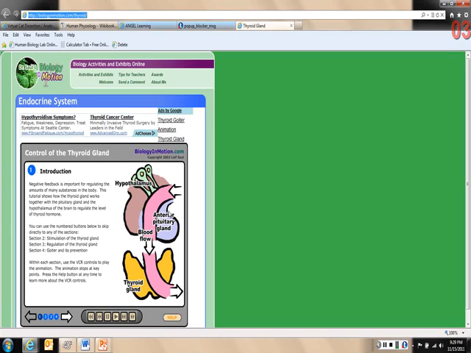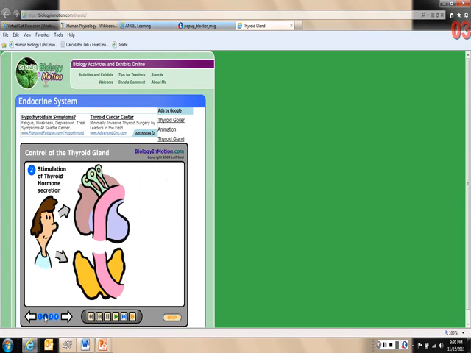So here it's going to show the negative feedback that is important for regulating the amounts of substances in the body. This tutorial shows how the thyroid gland works together with the pituitary gland and the hypothalamus of the brain to regulate the level of thyroid hormone. You will also have access to this tutorial afterwards. So it begins with stimulation of the thyroid hormone secretion. TRH is secreted by the hypothalamus. This stimulates TSH secretion by the pituitary gland. This stimulates thyroid hormone secretion by the thyroid gland.